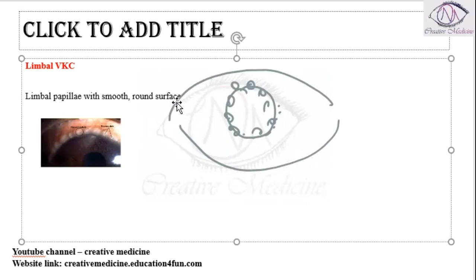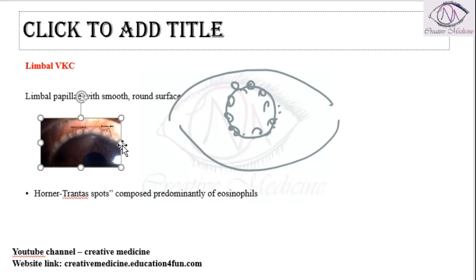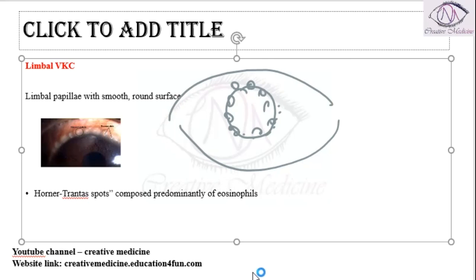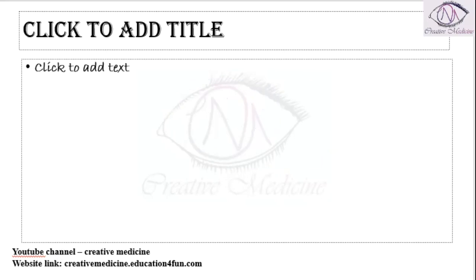Along with these limbal papillae, there is also development of Horner-Trantas spots, which are actually composed of eosinophils. These are limbal papillae which are nothing but Horner-Trantas spots. Along with that, the patient will have some complications also.